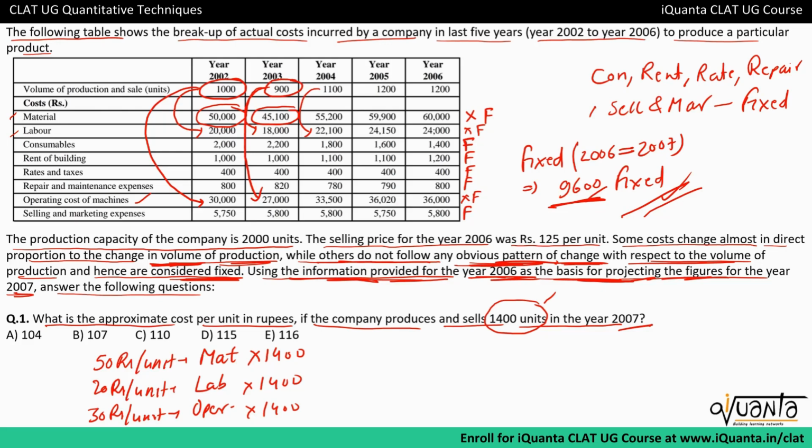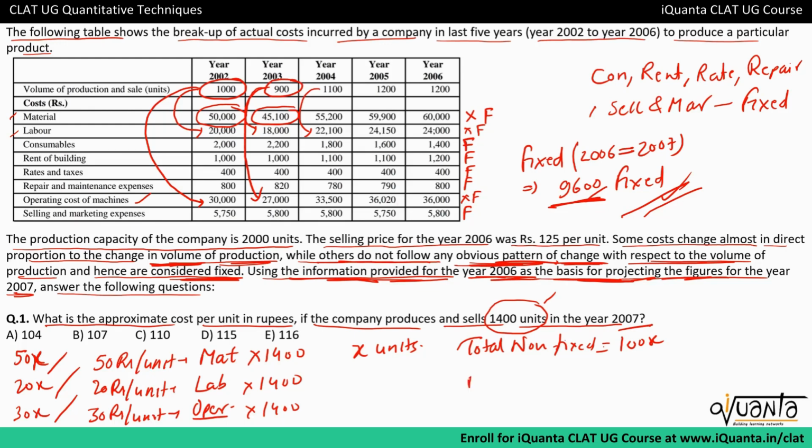For example, if I assume that there are x units that are being produced, okay, in year 2007. So if there are x units produced in year 2007, then cost of this material would be 50x rupees because x units are produced. Cost of this labor will be 20x rupees in total, and cost of this operating cost will be 30x, right, in total. So total non-fixed cost will be equal to how much? It will be equal to 50x plus 20x plus 30x, which gives us 100x. That means in a particular year, non-fixed cost will be total 100x.